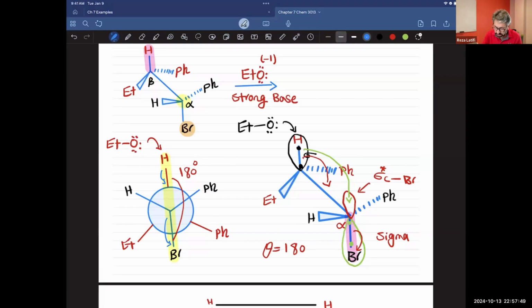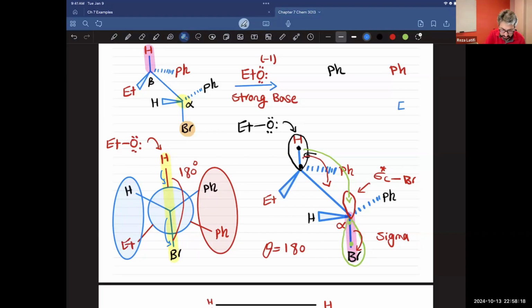So I'm going to write phenyl and phenyl here. I wrote them on the same side. Why the same side? Because I can see they are on the same side. On the other side, I have hydrogen and ethyl. Where should I put the ethyl? The ethyl is attached to the same carbon that has the phenyl in red color. So I'm going to put the ethyl here, because these two are connected to the same carbon, the back carbon.